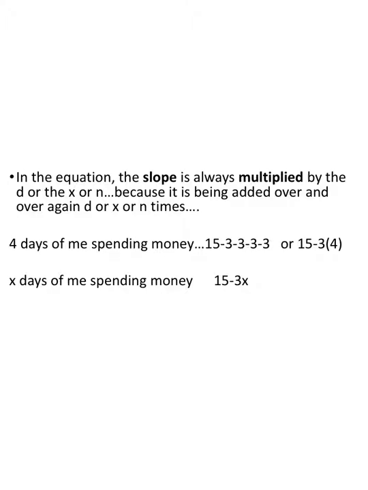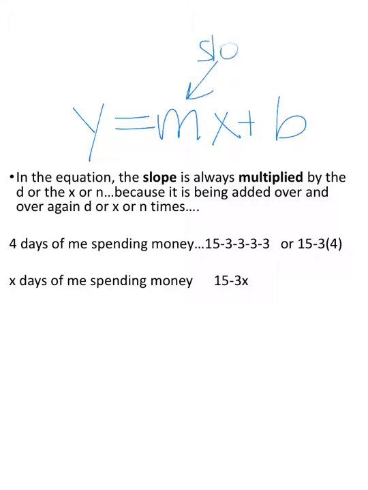Once you figure out how fast a linear situation is growing, if you were writing the equation, the basic form of the equation is y equals mx plus b, and m is always how fast it's growing. It's always the slope. Always, always, always. Because the slope is always multiplied by x or d or n, because that's what you're adding over and over and over again, d or x or n times.